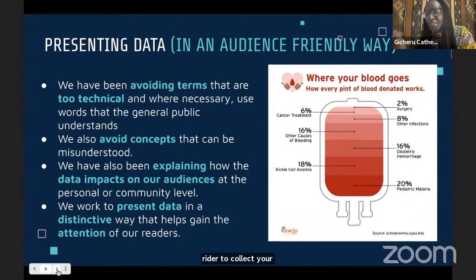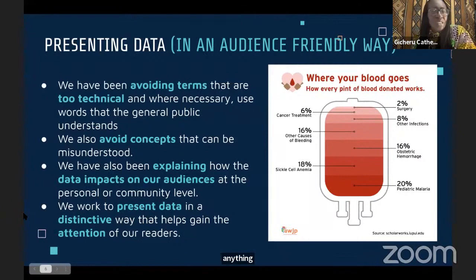We've also been presenting data in an audience-friendly way. And the reason I use audience-friendly, because when you look at how data is presented in some of the international news outlets, for example, they take into account the levels of comprehension or understanding that their audiences may have. So we are not dumbing down, but we're seriously not going into very intricate detail just so that we make a point. The beautiful designs are not beautiful if they're not explaining anything, or not communicating anything. We've also been avoiding terms that are too technical.